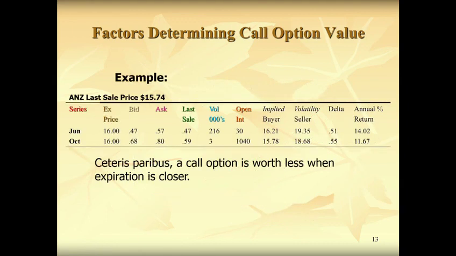So if you look at this table here, a call option is worth less when expiration is closer. In other words, the longer time you have before the option expires, the greater is the value of the call. If we have the same strike price, one expires in June, one expires in October. Now you can find, whether you look at bid or ask, that the value of a call is greater for a longer dated option than a shorter dated option. So what is time value here? Strike price $16, $15.74 stock price. Suppose this is a call. How much is time value? Let's just look at 47. Okay? How much is time value?